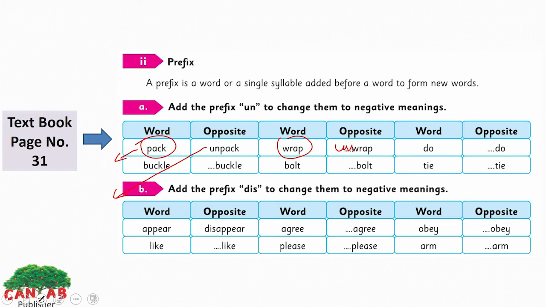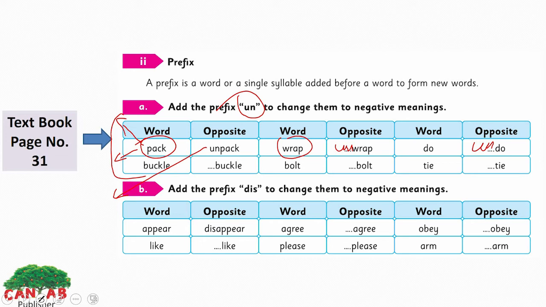Unwrap, do, undo. We have to add un here with all the given words. Prefix is a single syllable. Single syllable means we have two letters here in single syllable. And always we add prefixes before the root word. In suffixes, we add after the root word. But in prefixes, we add before the root word here. Root word is here, the pack. This is the root word, the main word here, the basic word here.